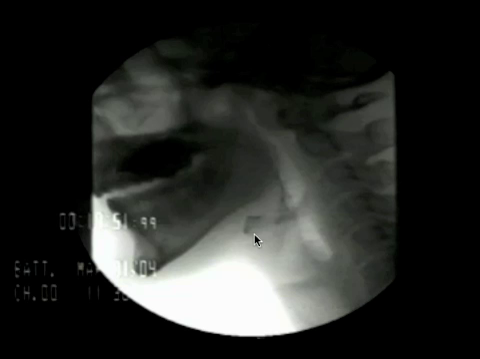Two structures you want to notice. Darker right here is the only free-floating bone in the body. That's the hyoid bone. You'll be learning about that. And this softer tissue down here, made up mostly of cartilage and muscle, is the larynx. As you watch this swallow, notice how this gray tissue right here will move upward and forward during the swallow. Here we go.